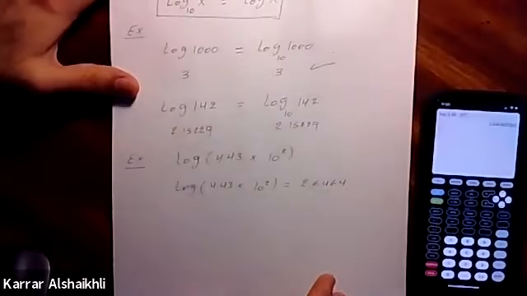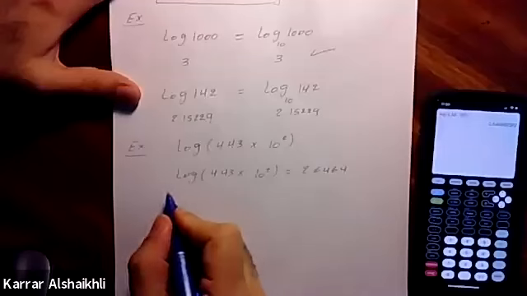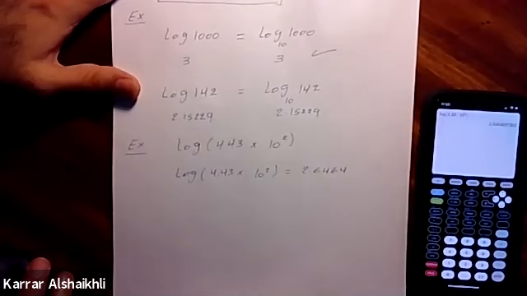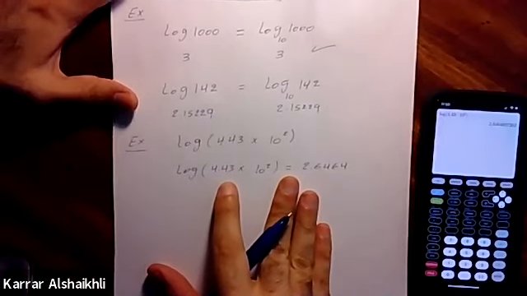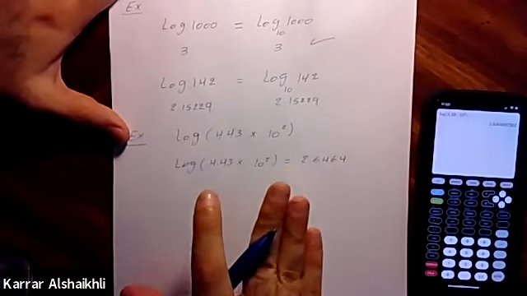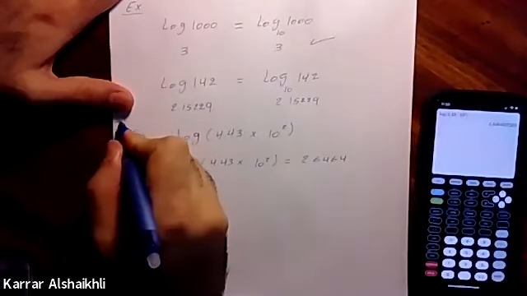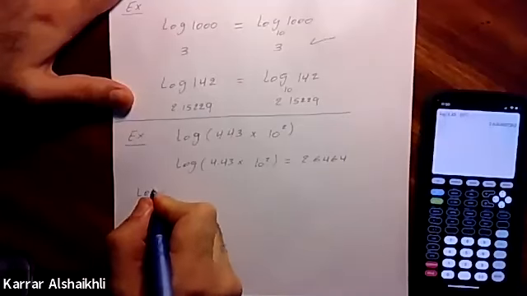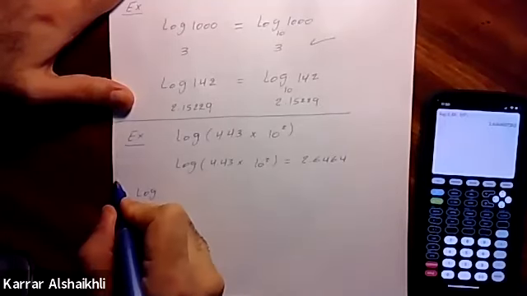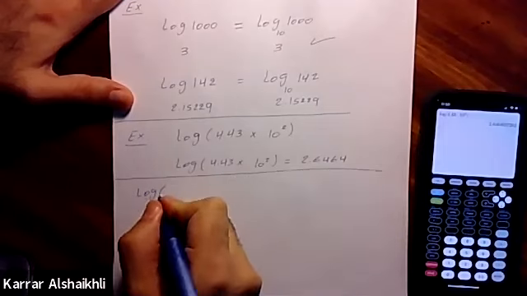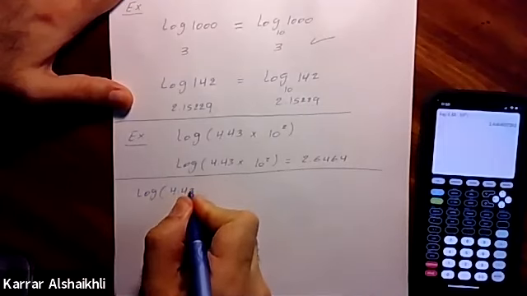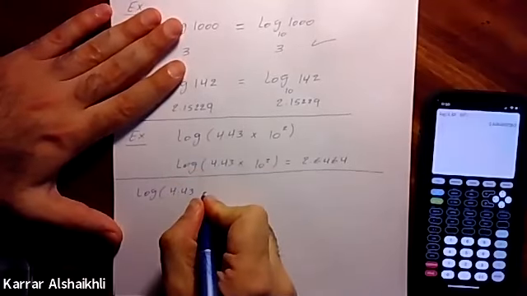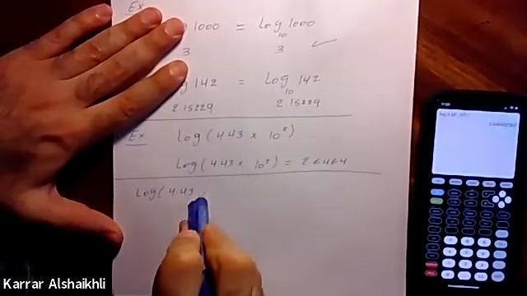There is another method of solving this one. This is the math. The first was using the calculator. I'm not going to say don't use the calculator. It's fine. The main thing is you have to know how to plug in the number. The second method, I'm going to say log 4.43 times 10 squared.